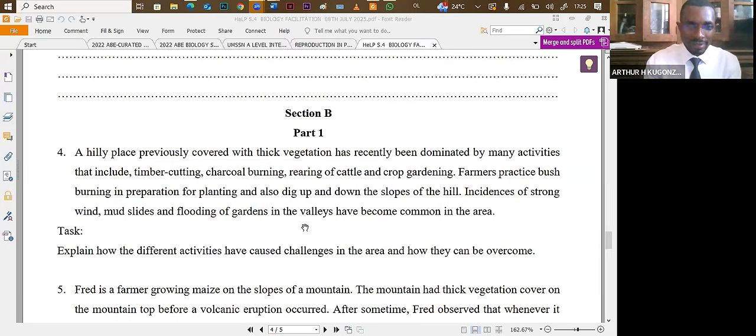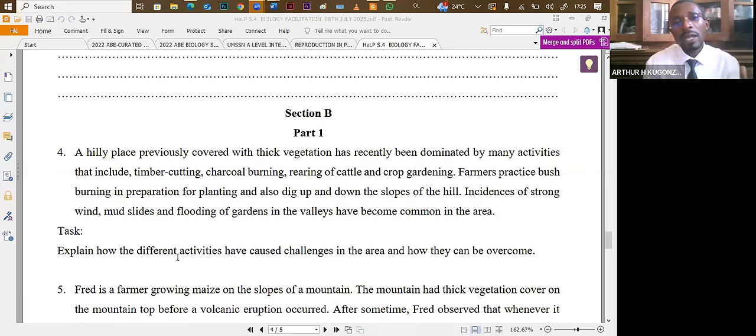So what is the task? The task is clear. I'm hoping that everyone has read through this scenario here. The task says, explain how the different activities have caused the challenges in the area and how they can be overcome. Now, this task is a 2-in-1. When you find such tasks which are 2-in-1, the best thing to do is break it down into 2. Then you answer part per part.